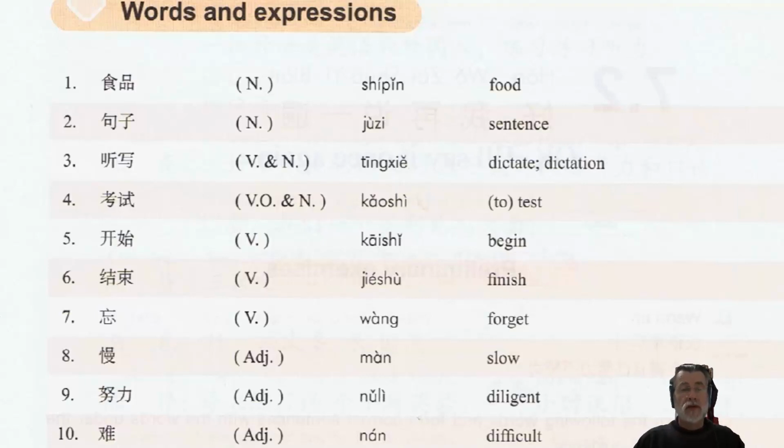So we're starting off with a word for food, another word for food, and it is 食品. In this word, two characters, 食 is actually the word for food. 品 is a word for product. So here when they're talking about food, it's in the broader sense of food as a product.